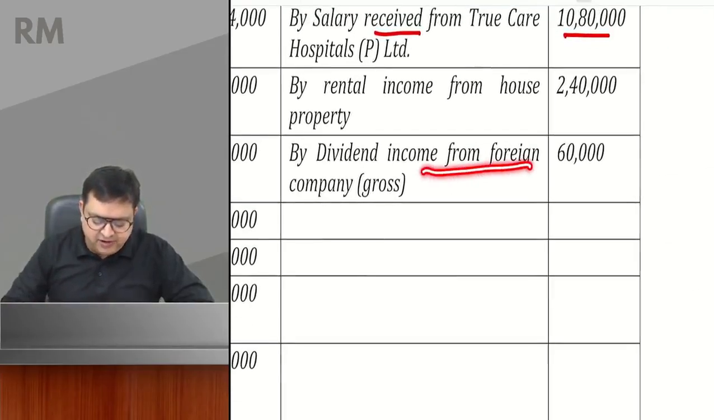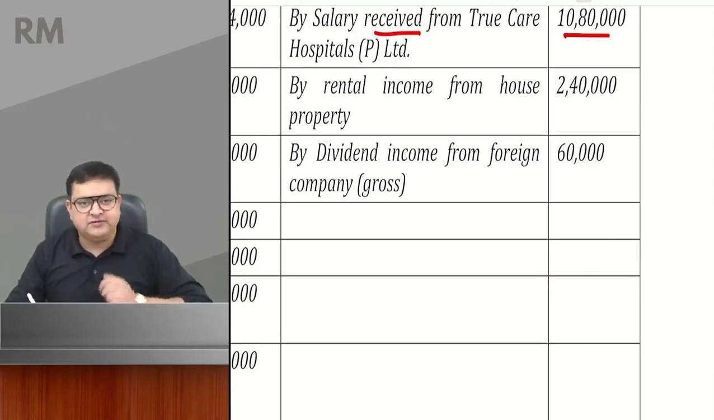Dividend income from foreign company. So we have received dividend income from a foreign company, 60,000 rupees. Obviously it is IFOS income, correct? It is IFOS income. So we'll delete it from here and then we will take it to IFOS, correct?